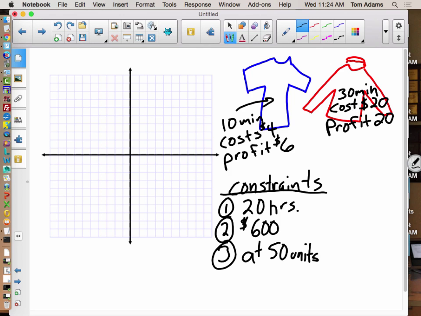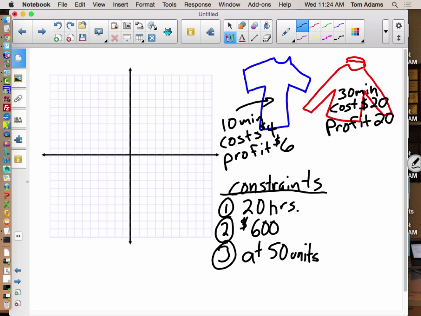I say, I don't know. They say, well, it doesn't matter to us as long as you order 50 combined, total. At least 50 units. I say, okay, cool. Then I go back and I say, man, I want to make the most amount of profit possible. How do I figure out how many t-shirts to order and how many sweatshirts to order, and then I'll just sell that many? How do I do that? Well, I would do this thing.